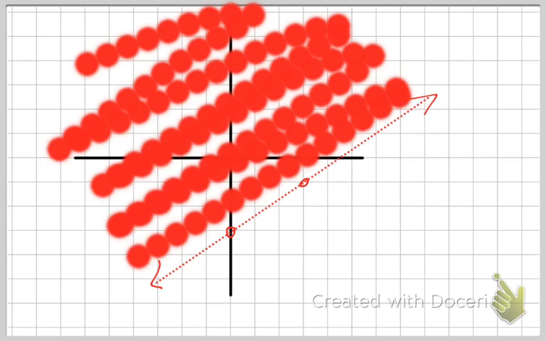Now, in one variable, we had interval notation that we could go to from there. There's no two-dimensional equivalent, so graphing the solution is the answer.